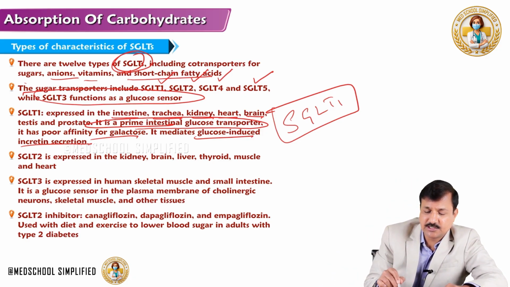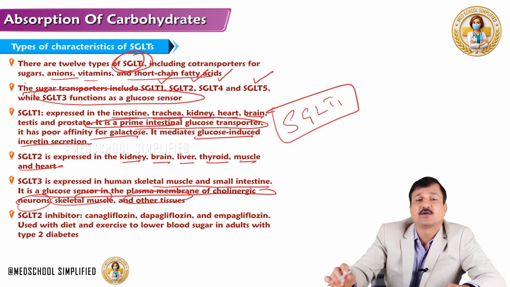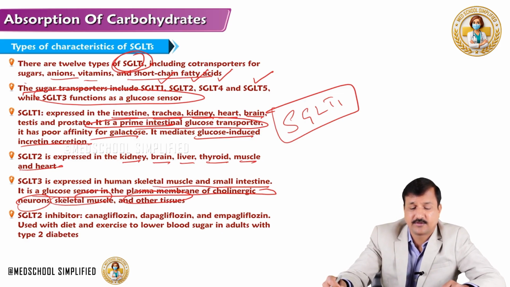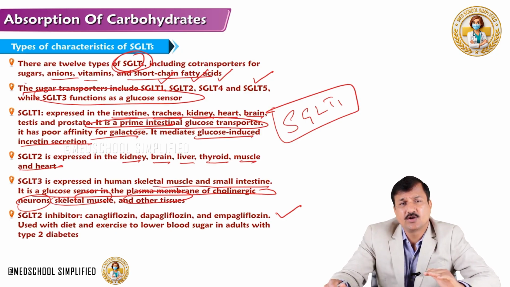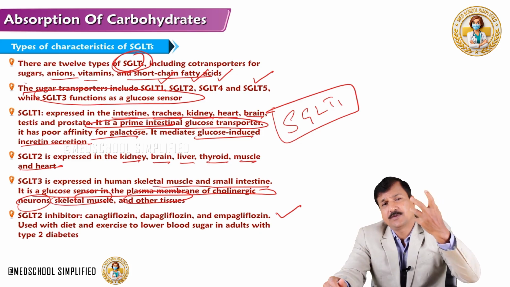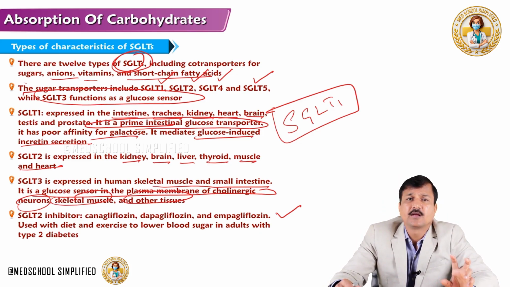Now, SGLT2 is expressed in the kidney, brain, liver, thyroid, muscle and heart. And SGLT3 is expressed in human skeletal muscle and small intestine. It is a glucose sensor in the plasma membrane of cholinergic neurons, skeletal muscle, and other tissues, where it will detect a low glucose level. So, SGLT2 inhibitors. SGLT2 is located over the renal tubular cells, where it helps in the reabsorption of glucose back into the blood.